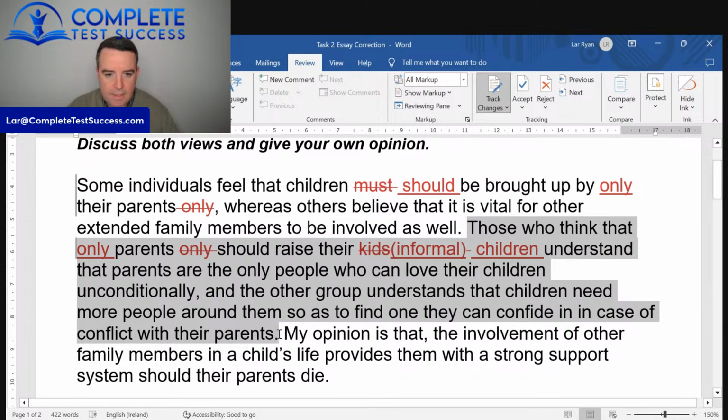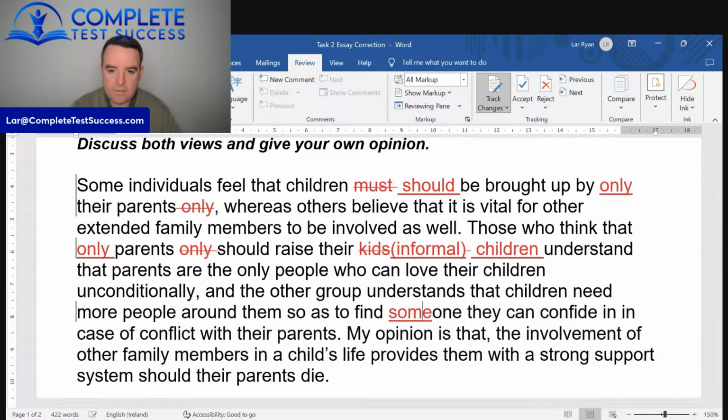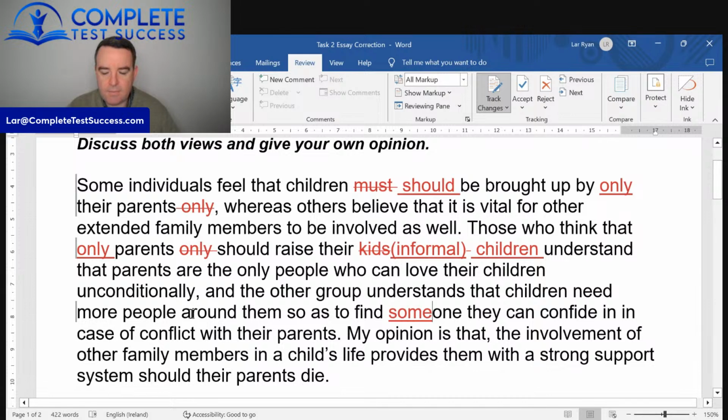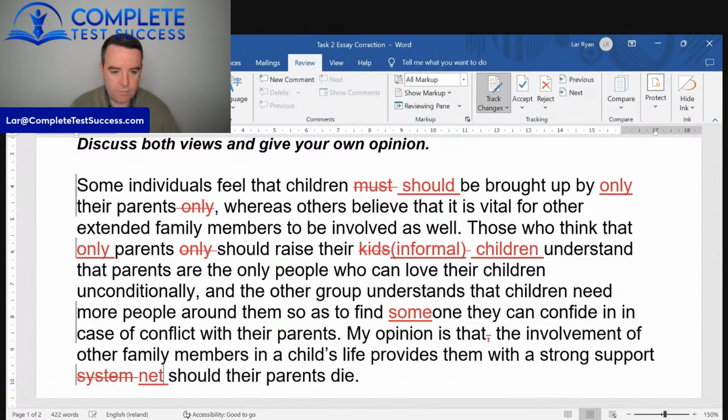Okay. So one wouldn't quite work there. We'd have to change it to someone. So as to find someone they can confide in. Okay. Because you're not going more people and then one is referring to more people. So it doesn't work. So we just have to say someone they can confide in case of conflict with their parents. Okay. My opinion is that the involvement of other family members in a child's life provides them with a strong support system should their parents die. Okay, support network, I would say, support network.